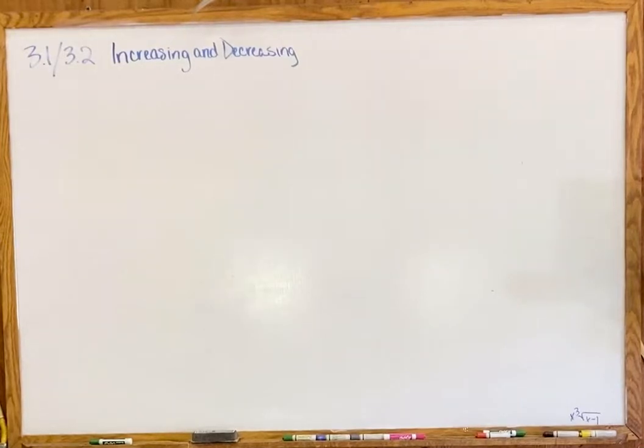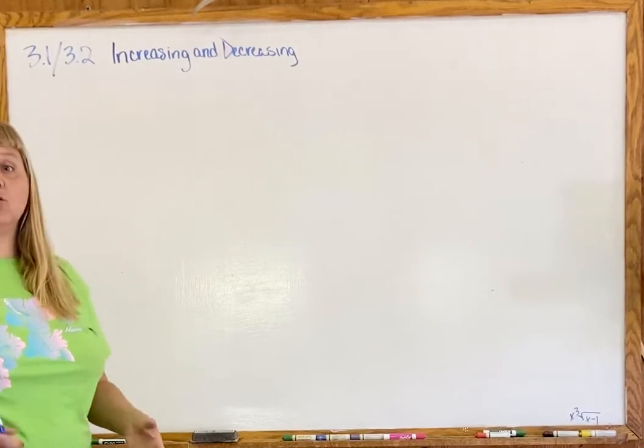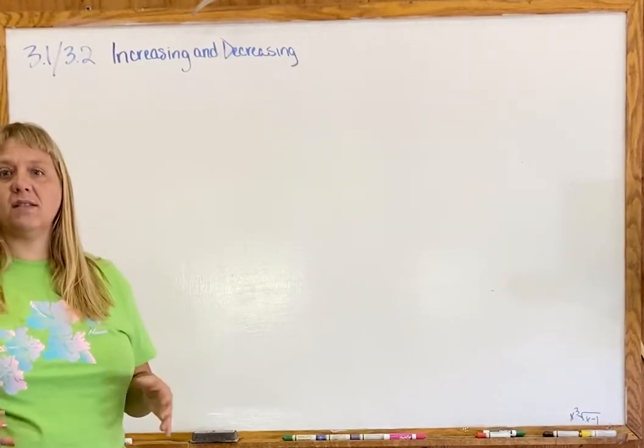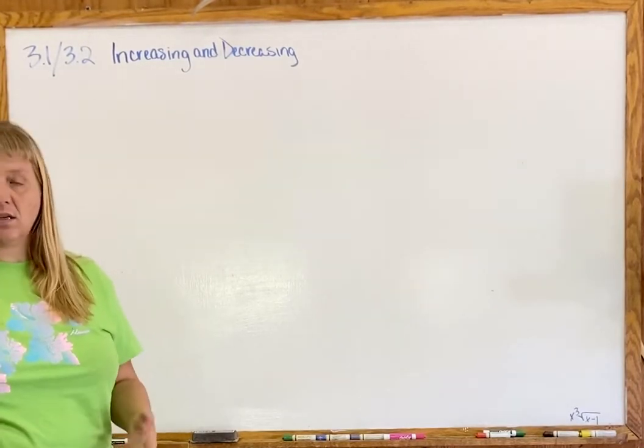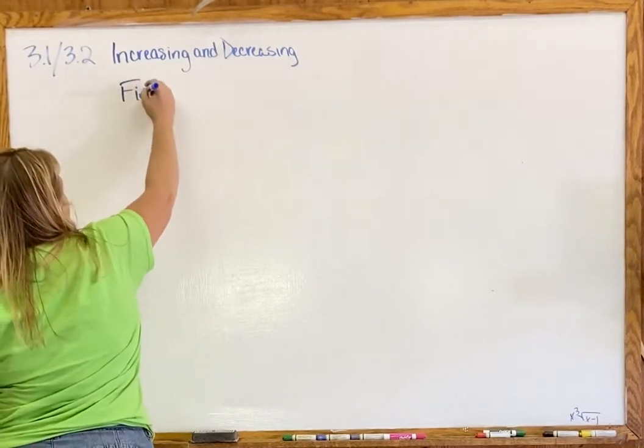Okay, so here is increasing and decreasing part 2. Remember that we have been working on deciding where we have critical values and where functions are increasing or decreasing. Now, we've been doing this by finding the derivative, which means they call this the first derivative test. So what we've been doing is the first derivative test.